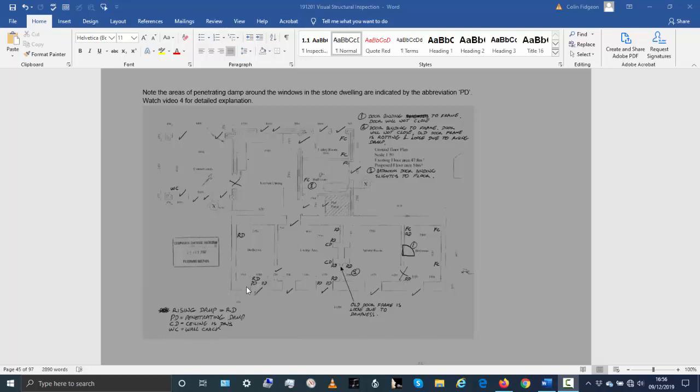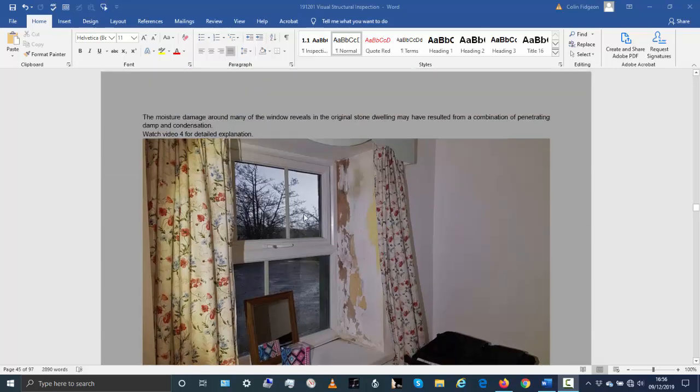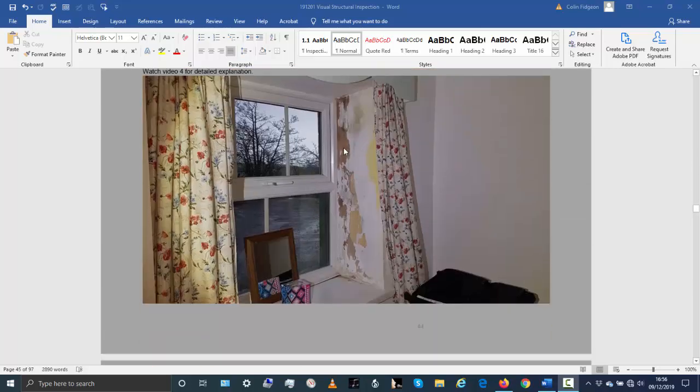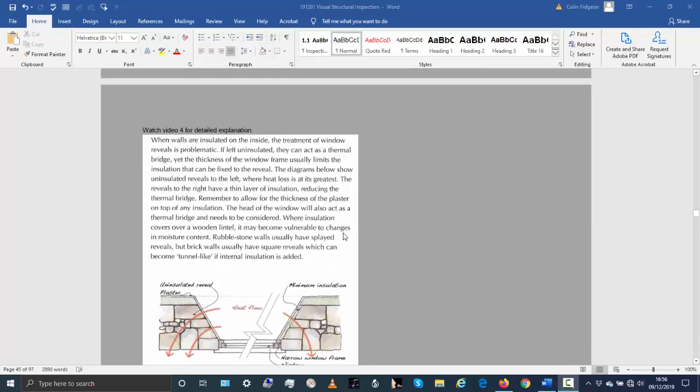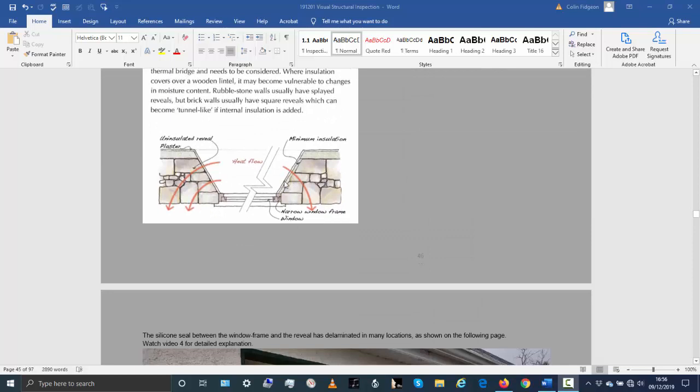Now, there's two possible reasons for this penetrating damp. If I go further down to this plan here, that's a plan of a window showing a thick stone wall, which is basically what you have, and your wall is dry lined on the inside. Now, at the side of the window frame, there may be a small piece of insulation, as is shown here in green, or there may be no insulation, because it wouldn't be possible to put thick insulation here because the window would probably just look too small.